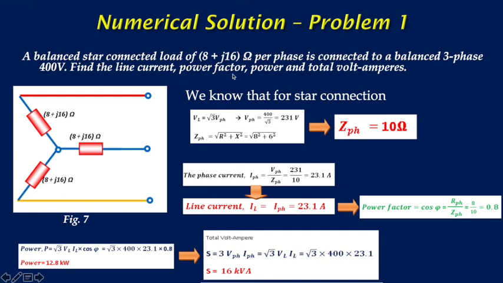Then find the power factor. So power factor equals cos phi. Cos phi equals R by Z. R is 8 and Z is 10 ohm. So 0.8.